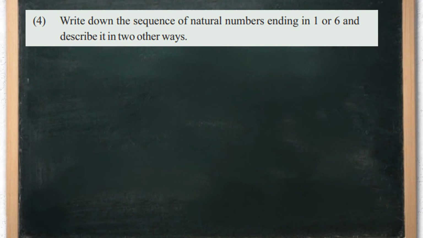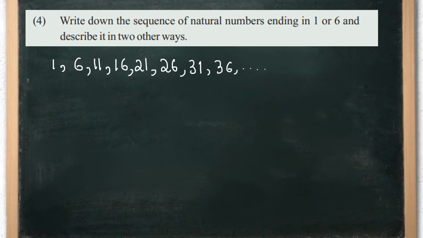Here's the fourth question. Write down the sequence of natural numbers ending in 1 or 6 and describe it in two other ways. First of all, let's write the sequence of natural numbers ending in 1 or 6. First natural number ending in 1 is 1 itself. Then comes 6. After this, the natural number ending with 1 is 11. After this, the natural number ending with 6 is 16. And 21, 26, 31, 36, and so on.